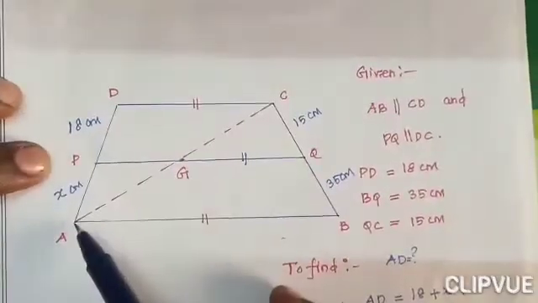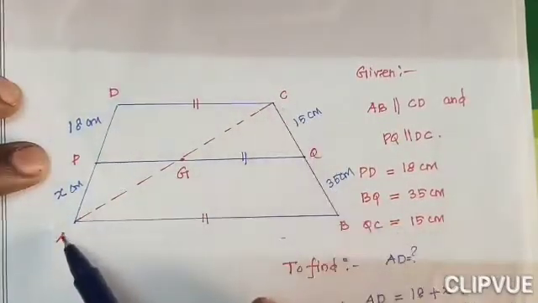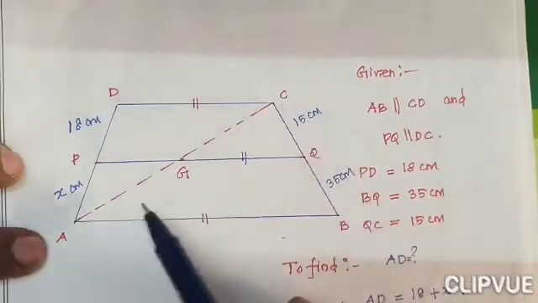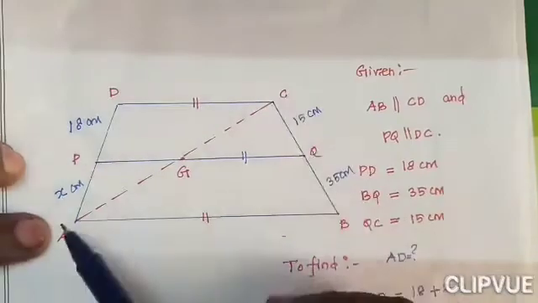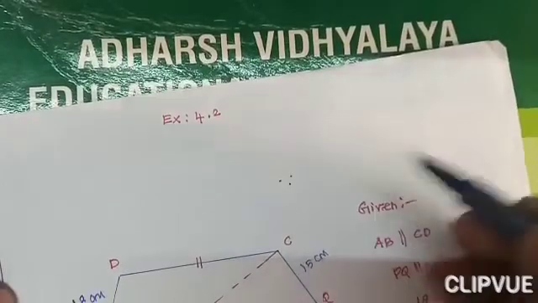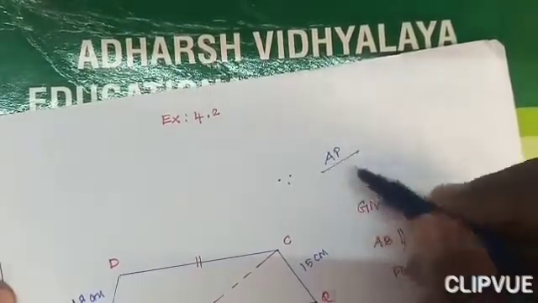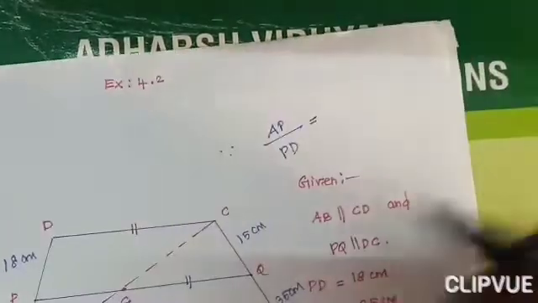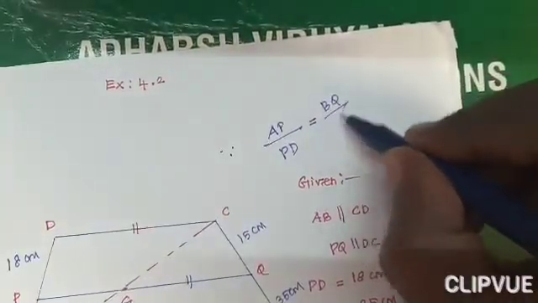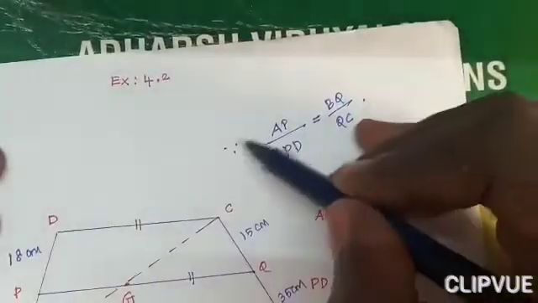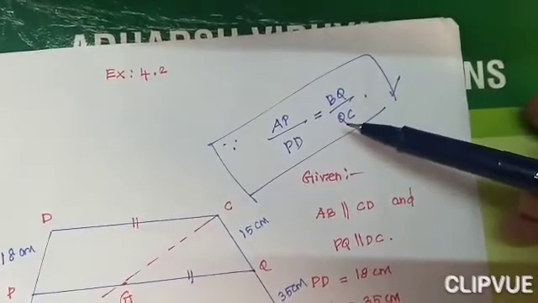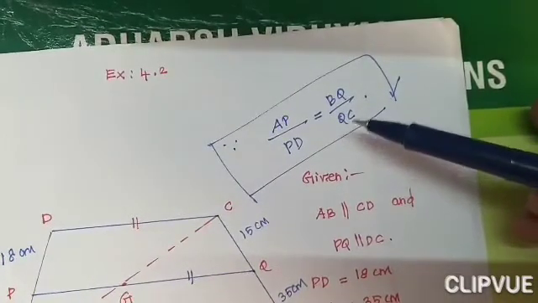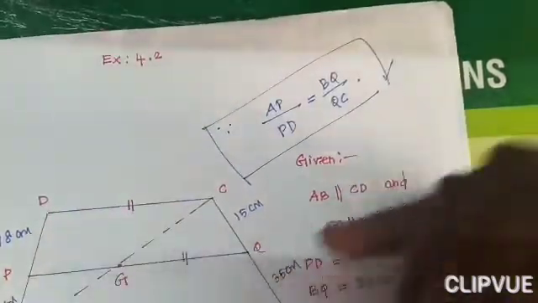Actually, if you join the diagonal, if you join A and C, we can get AG by GC equal to BQ by QC. Here AP by PD equal to AG by GC. So AP by PD is equal to BQ by QC. Okay, this is one of the important results. It may help you to solve some problems. If you know this result, you can solve this directly.